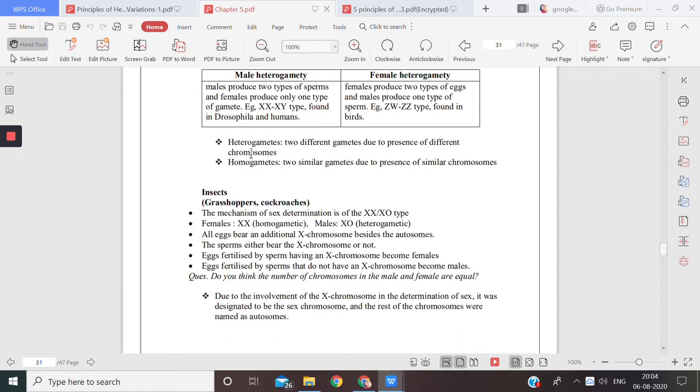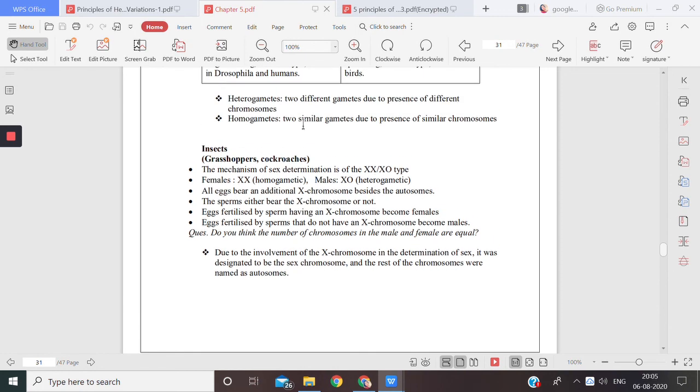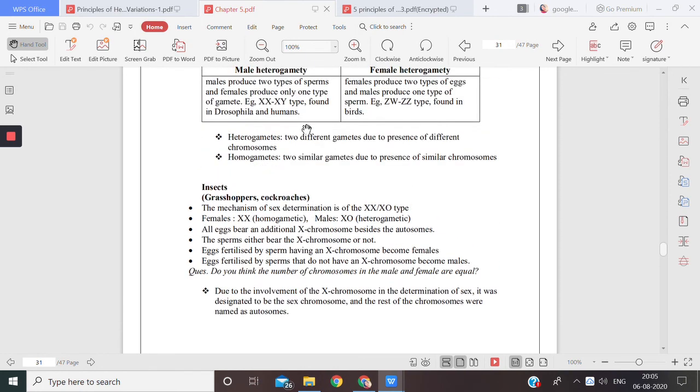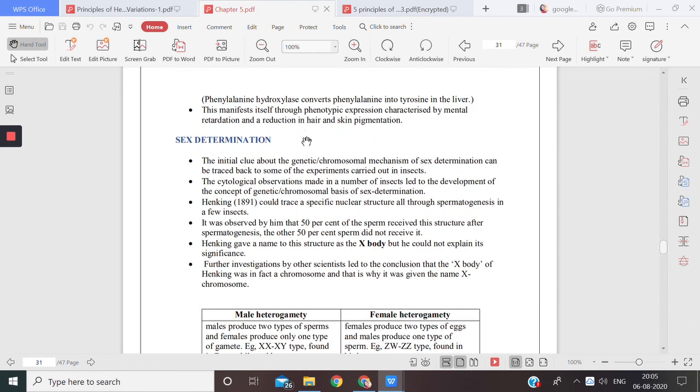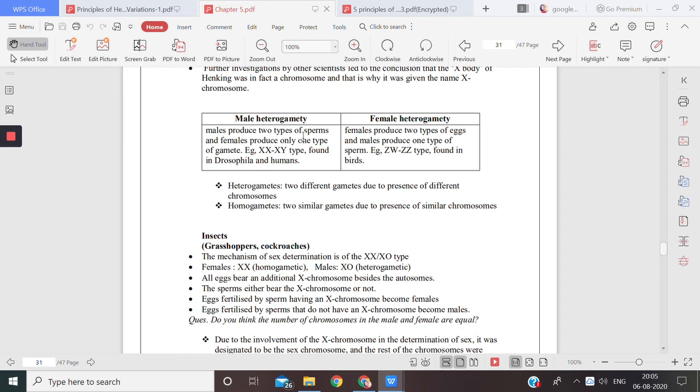Children, hetero means different, and you know what gametes are. So heterogametes are two different gametes due to the presence of different chromosomes. And homogametes means similar type of gametes due to the presence of similar chromosomes. We will be discussing each type further in the next video, because in this video I'll just be explaining sex determination and male and female heterogamety. I hope I am clear.